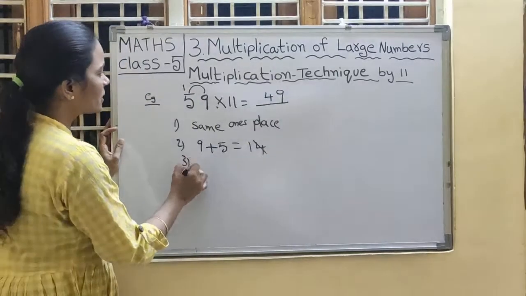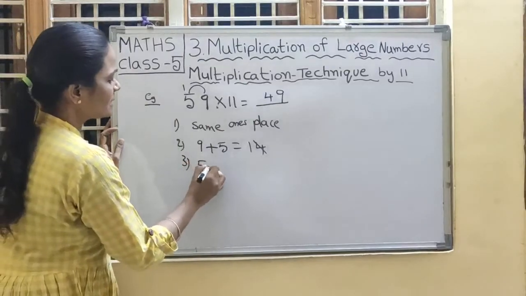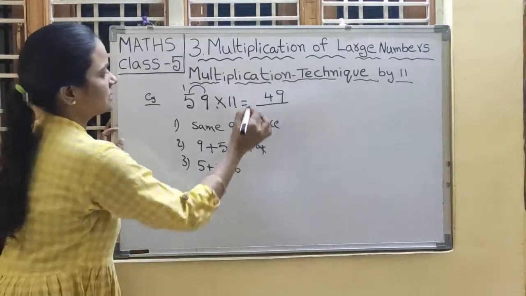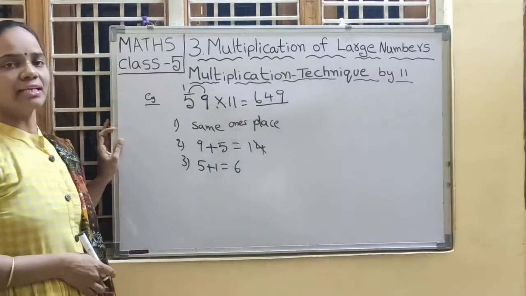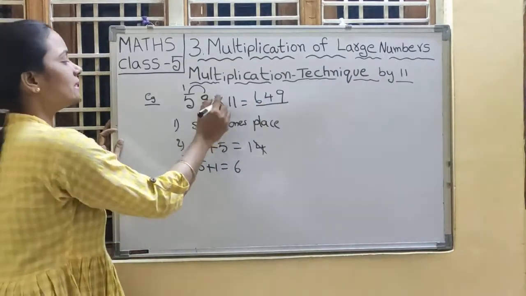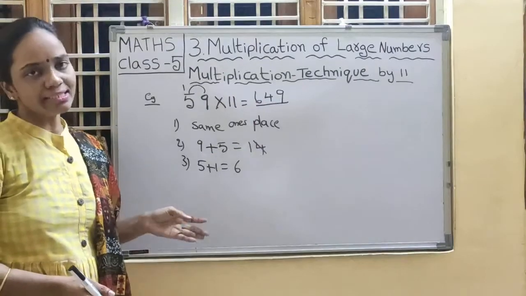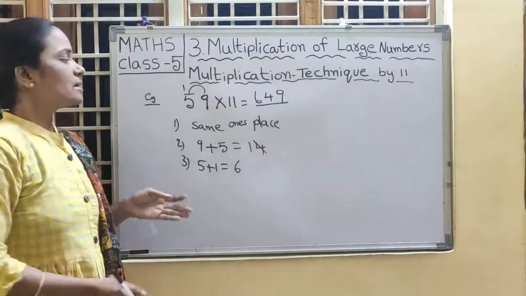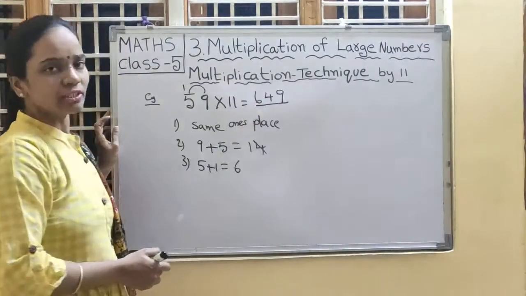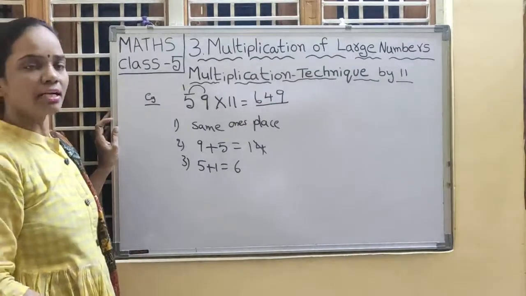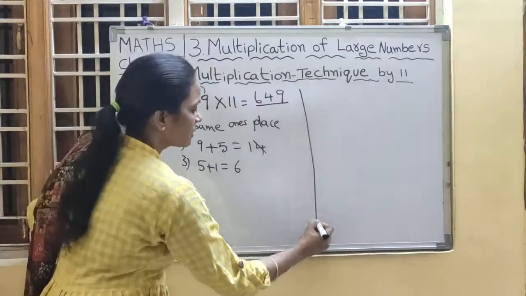Now third step, what you have to do? 5 plus carry over 1, 6. So 649. What is the answer? 59 into 11 is 649. Very simple, very easy. Yes? If you have any doubt, you can check with standard multiplication also. Shall we check? Yes.